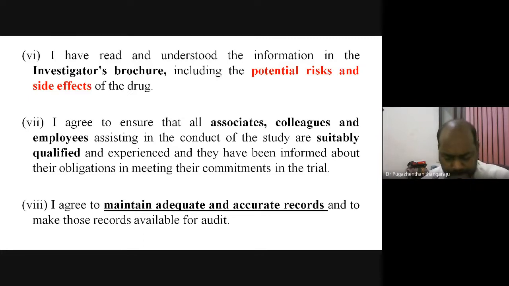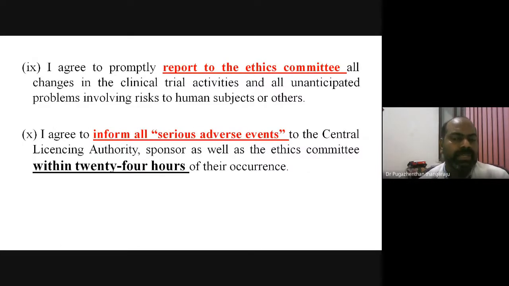Then, as a principal investigator, you should ensure that the team with which you are working is qualified and GCP certified. If they are not GCP certified, train them. They are clinically sound, but if they don't have a certificate, train them and look into all these things. So this should be in the signature you are making in the undertaking. And you should always ensure the maintenance of adequate and accurate records for future audit or for showing to the central licensing authority. This is very, very important.